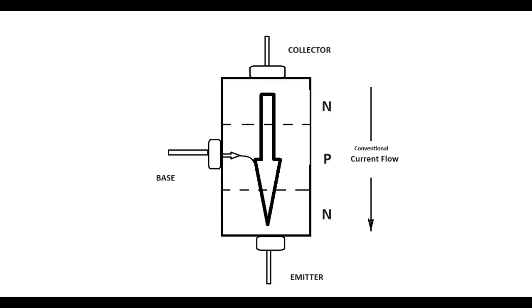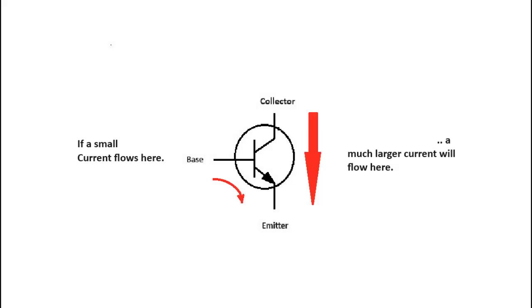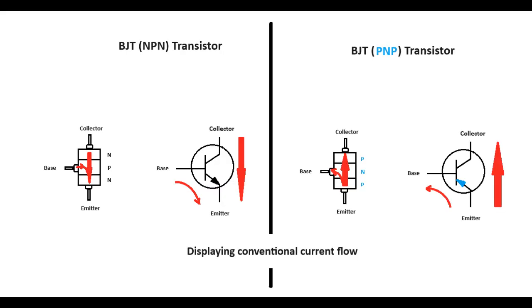Bipolar transistor operation. The BJT essentially acts like a current control device. Here, conventional current flows through the NPN transistor as shown. A very small current applied to the base will cause a much larger current to flow in the other two leads. Once again, you can see how conventional current flows through the NPN and the PNP transistors. The arrows point in the direction of conventional current flow.